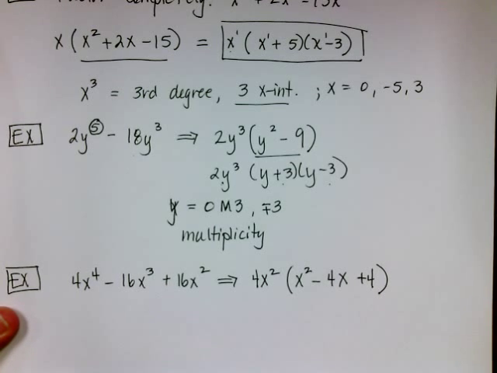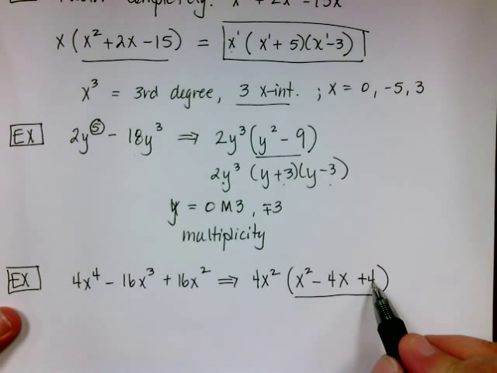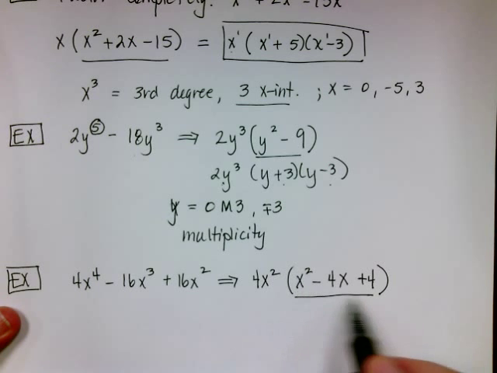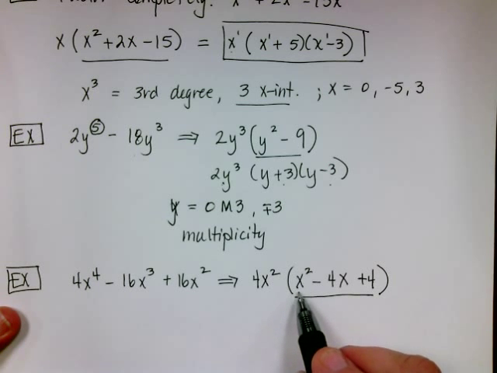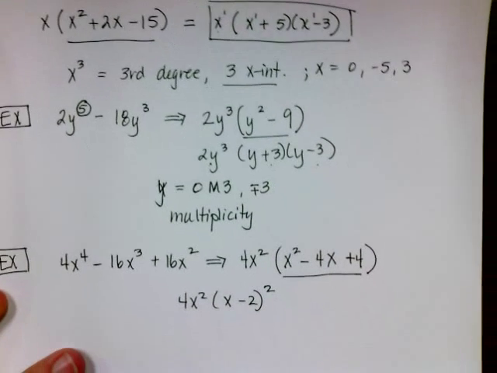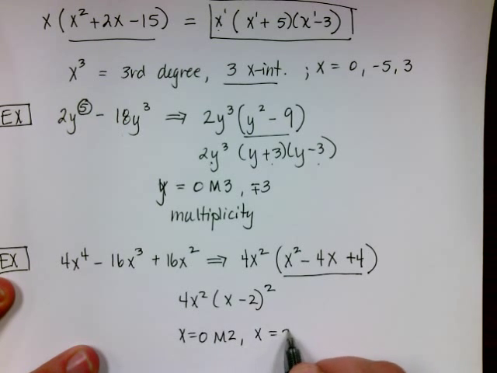And then if you'll remember, this is a perfect square trinomial. The square root of 4 is 2. The square root of this is x. Multiply together, I would get 2x times 2, I get the middle term, so I can rewrite this as 4x squared times (x minus 2) quantity squared. So that tells me that I have x is equal to 0, which comes from here, with a multiplicity of 2, and x is equal to 2 with a multiplicity of 2.